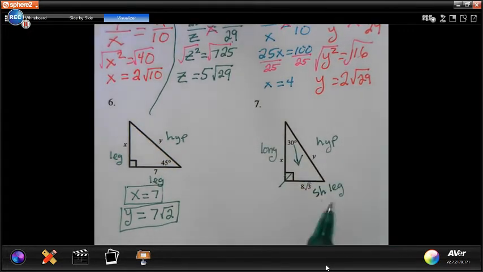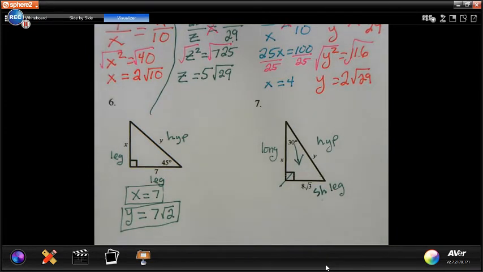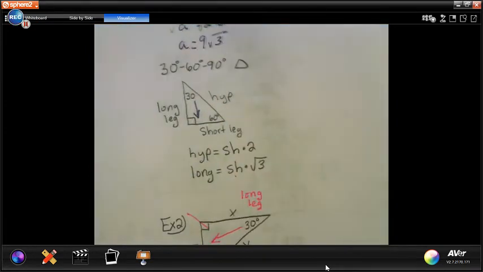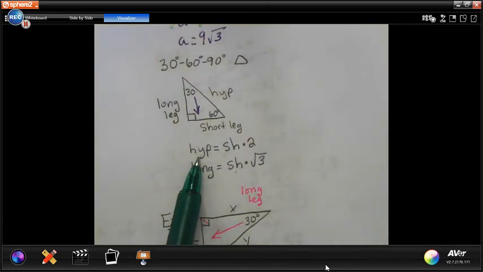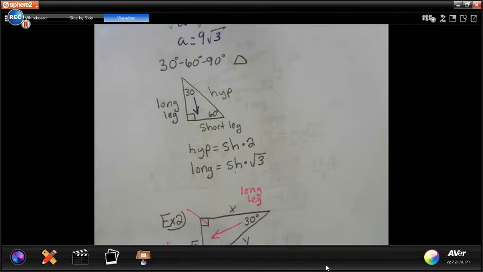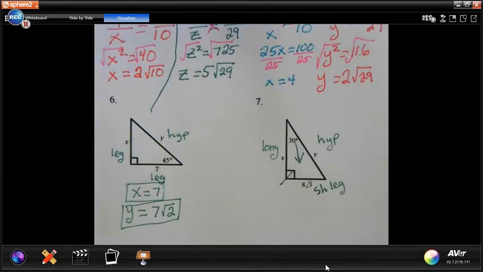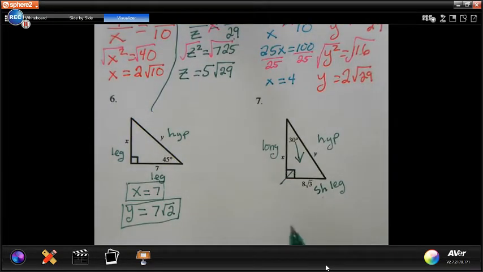Okay, so since our number is on the short leg, we could start with any formula that has a short leg. So we could find the hypotenuse first, short leg times 2, or you find the long leg, short leg times radical 3. It doesn't matter. So I like the hypotenuse formula. It's easier. So the hypotenuse is y equals our short leg, which is 8 radical 3 times 2.